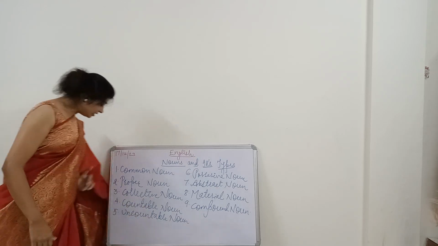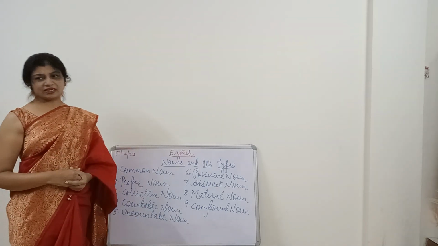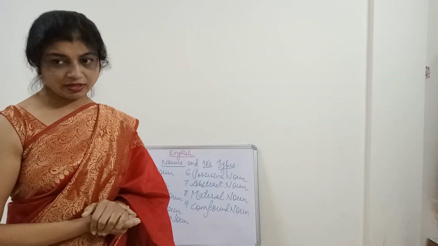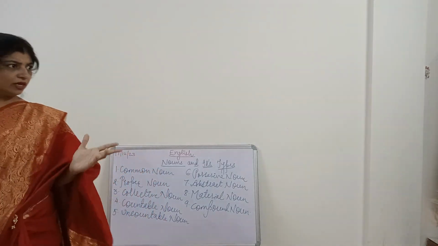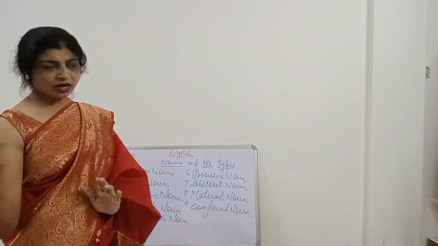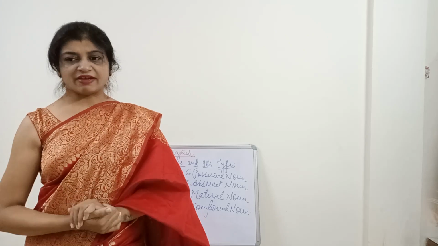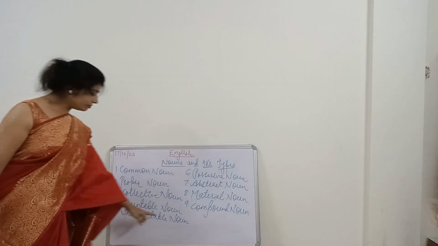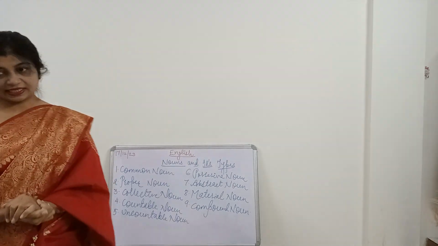Then it comes to countable noun. Countable, नाम ही बता रहा है, जिसको आप काउंट कर सकते हो, नाप सकते हो. That is a countable noun. For example, pens. You can count 10 pens. Chairs. How many chairs are there? You can count them. How many purses I have? You can count them. How many balloons I have? You can count. Uncountable. जिसको आप count नहीं कर सकते हो.